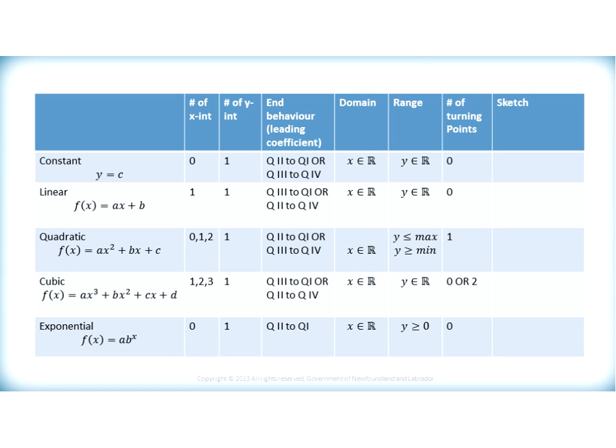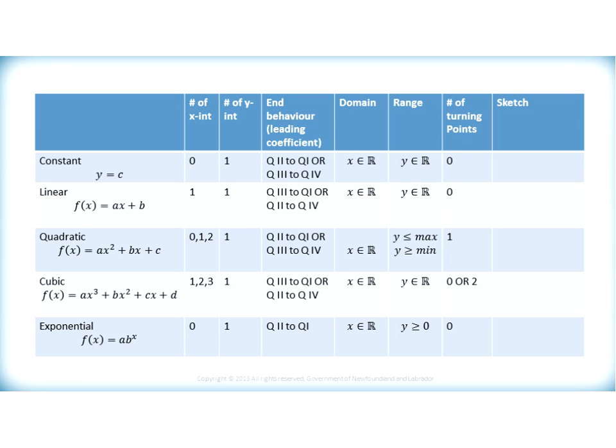We've been looking at various polynomial functions and exponential functions and how their graphs and their equations give us some ideas of what their characteristics are. So we look at a constant, and we were looking at the number of x-intercepts, the number of y-intercepts, the end behavior, which is determined by a leading coefficient, the domain, the range, number of turning points, and we could even sketch each one of these.